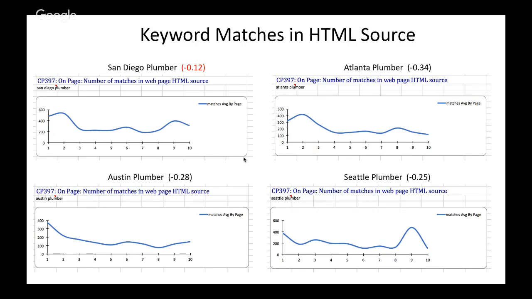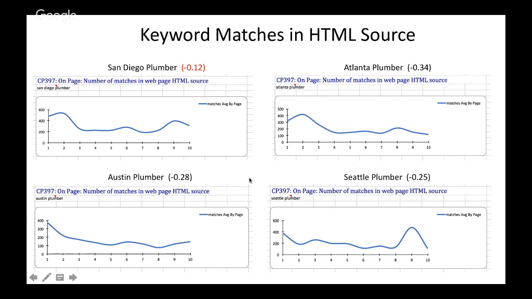So we'll go through a couple more of these. Keyword matches in the HTML source. This is your keyword stuffing. In San Diego, it was not a statistically significant correlation. So it was a weak correlation at best. But it was a strong correlation in the other 3 markets.